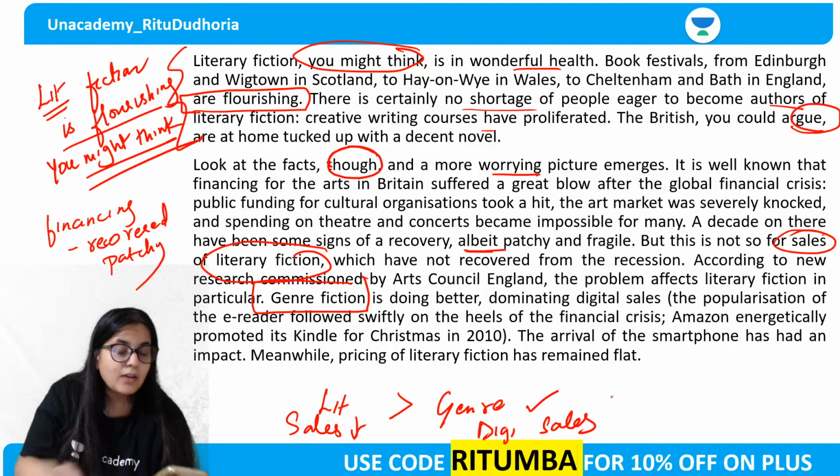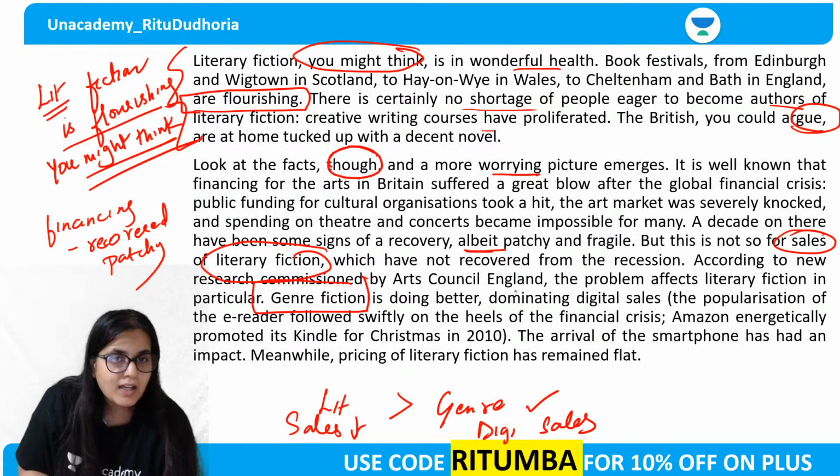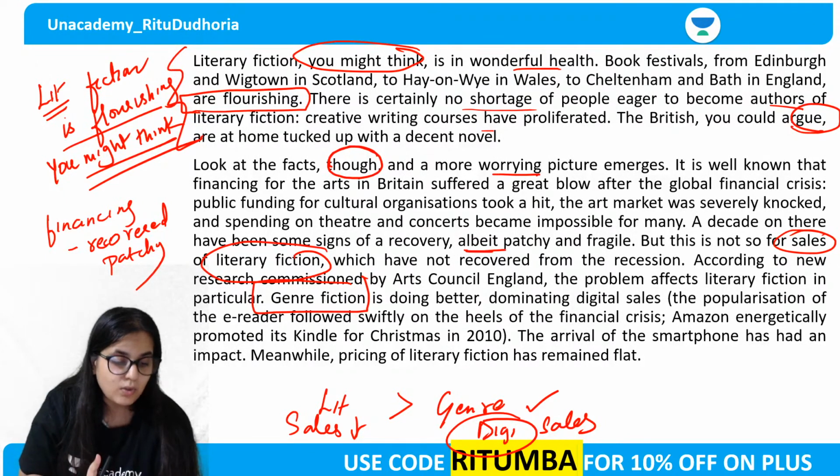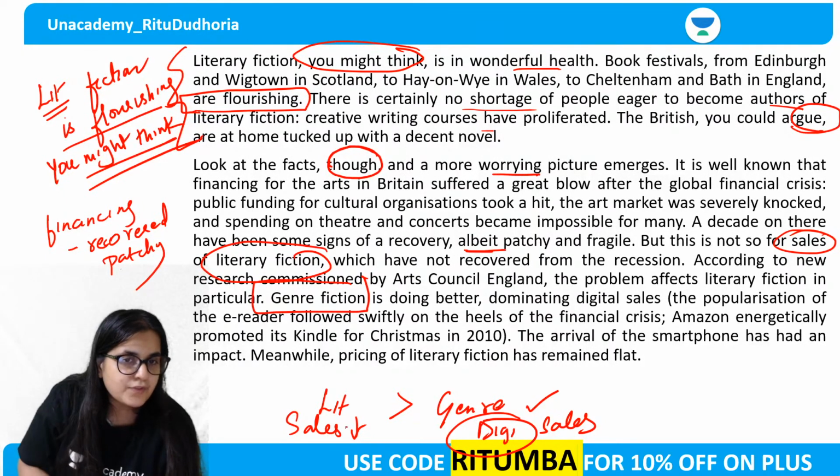Did all of you understand how to do active reading? Did I remember Arts Council, England, FX, literary fiction, dominating digital sales, e-reader, Amazon, arrival of smartphones? No, I just took the idea. Did all of you understand this? Every word is not important to be read. You have to try and get the idea as far as possible. Details check कर लेंगे. Ideas बार-बार check नहीं होगा. And this is the exercise that you have to do. हर para का one line और keywords लिख लेना. That is the art of summarizing.